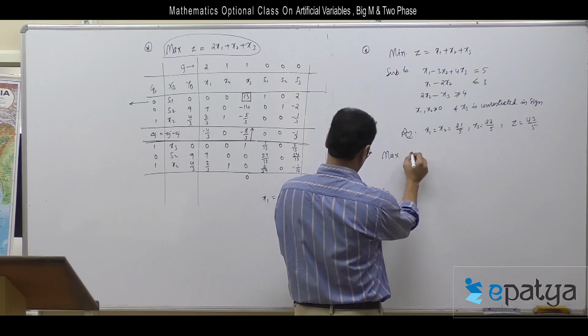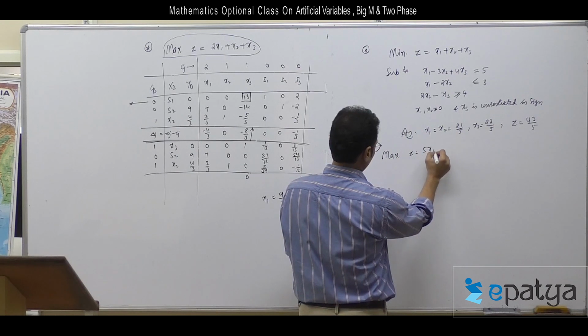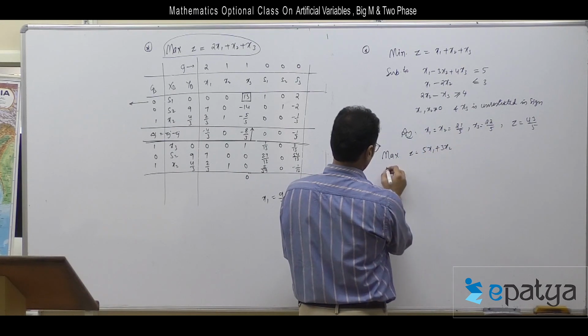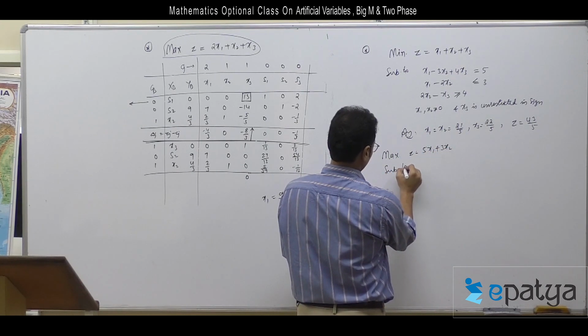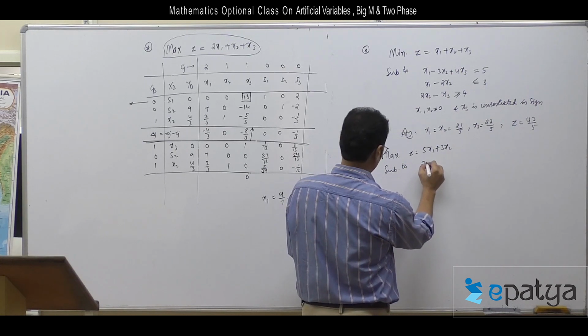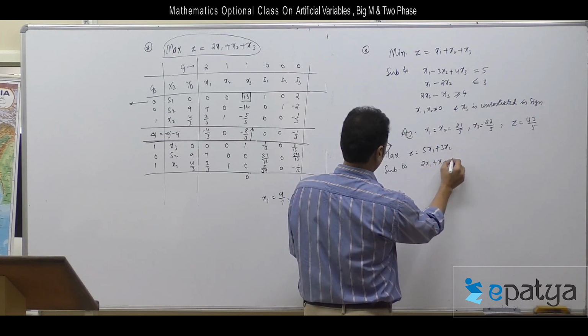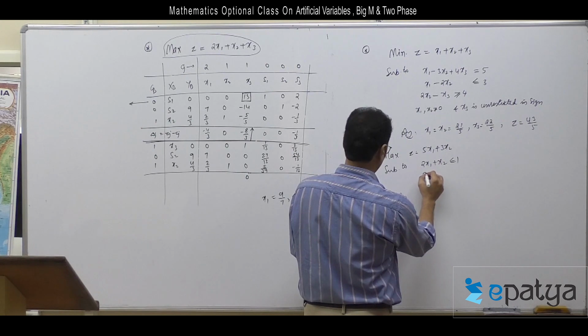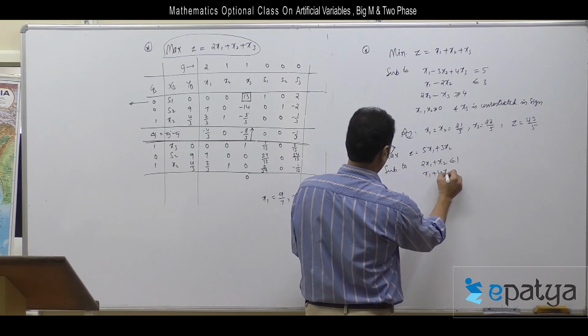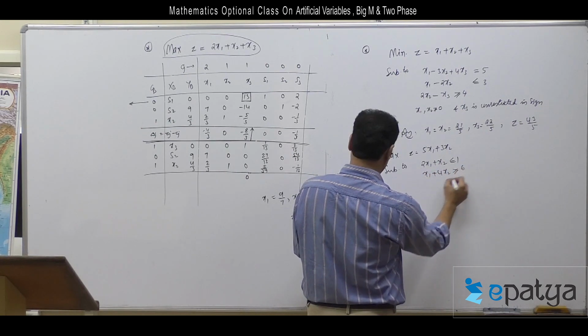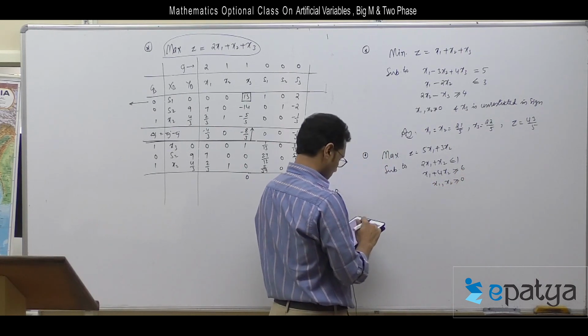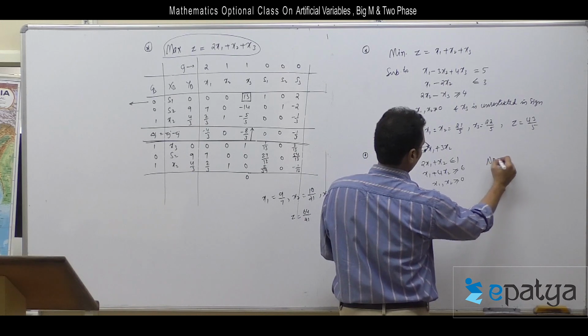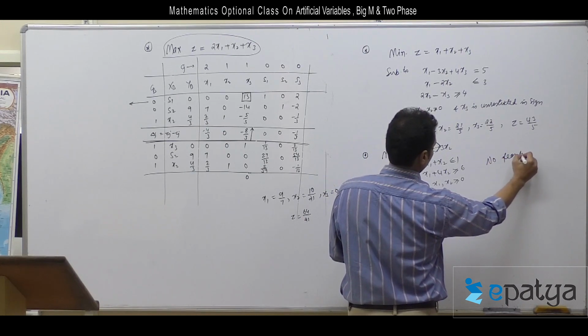Maximize z equal to 5x1 plus 3x2 subjected to constraints 2x1 plus x2 less than or equal to 1, x1 plus 4x2 greater than or equal to 6, x1 comma x2 greater than or equal to 0. No feasible solution.